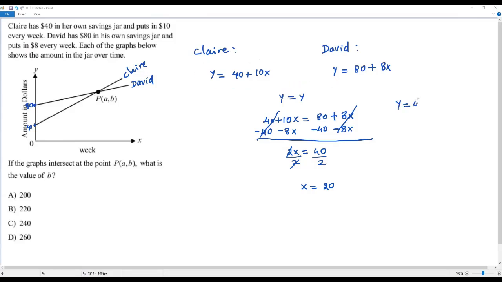So y equals 40 positive 10 times x. For this x, we plug in the value 20, that is 10 times 20. We get y equals 40 positive 10 times 20, which is 200. We get y equals 200 positive 40, which is 240. I have the y-coordinate at the point of intersection, that is 240. Here the y-coordinate at the point of intersection is b. Therefore, the value of b is 240. We find this 240 in answer choice C. The correct answer choice for this question is C.